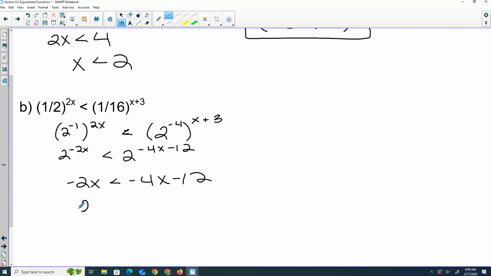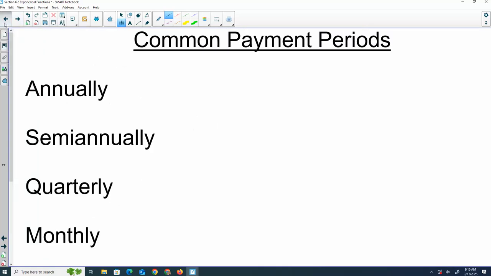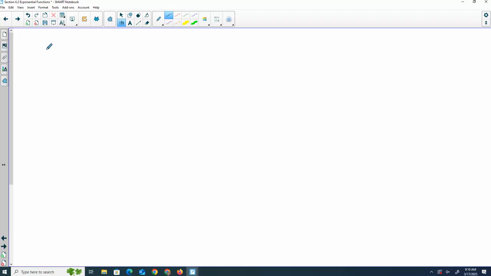Okay, I add over my 4x, divide by 2. So x is less than -6. How do we write that? Any questions on those? I want you guys to try one.